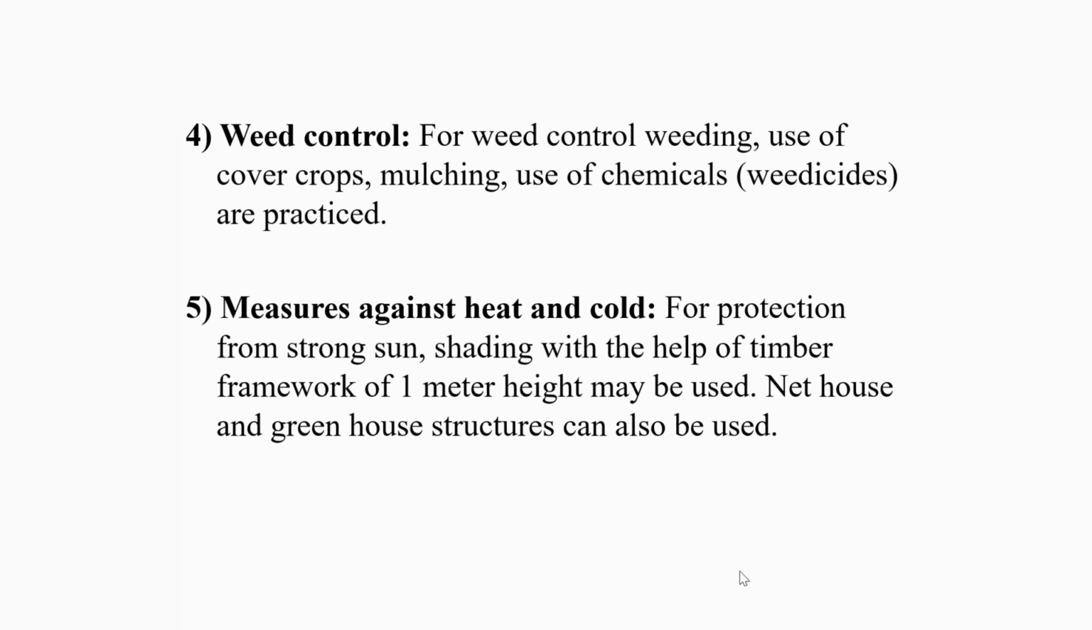Measures against heat and cold. The younger seedlings are susceptible to strong sun and low temperature. For protection from strong sun, shading with the help of a timber framework of 1 meter height may be used. Net house and greenhouse structures can also be used.